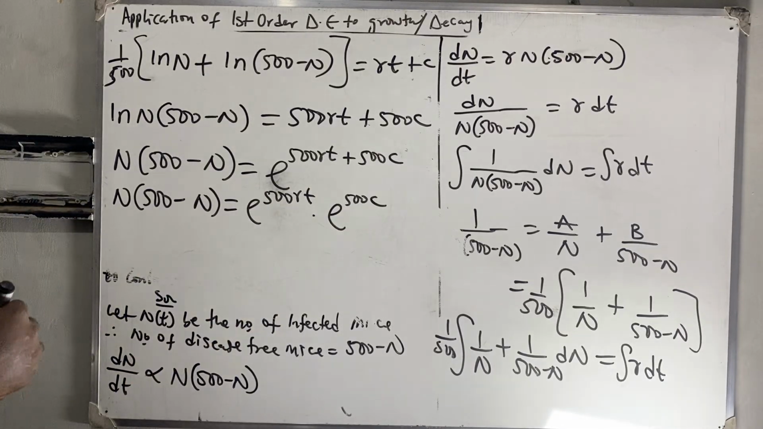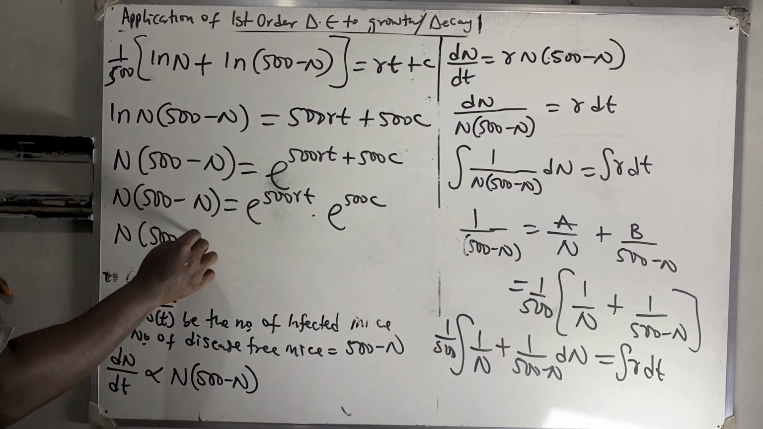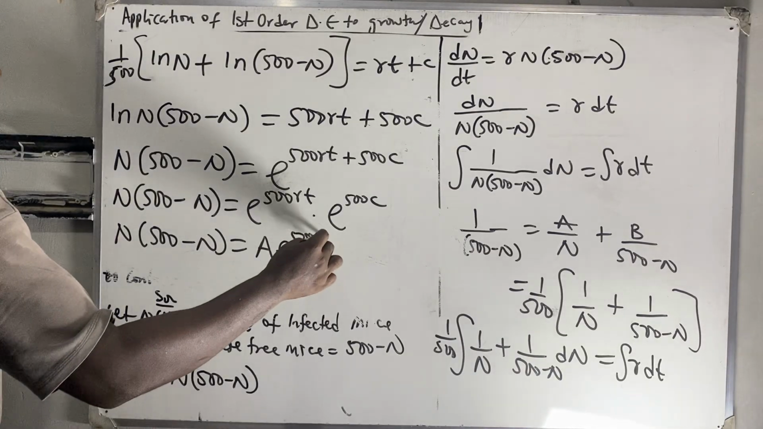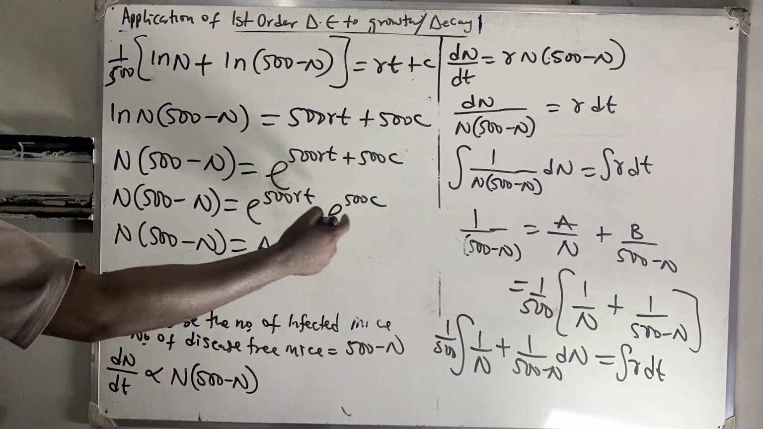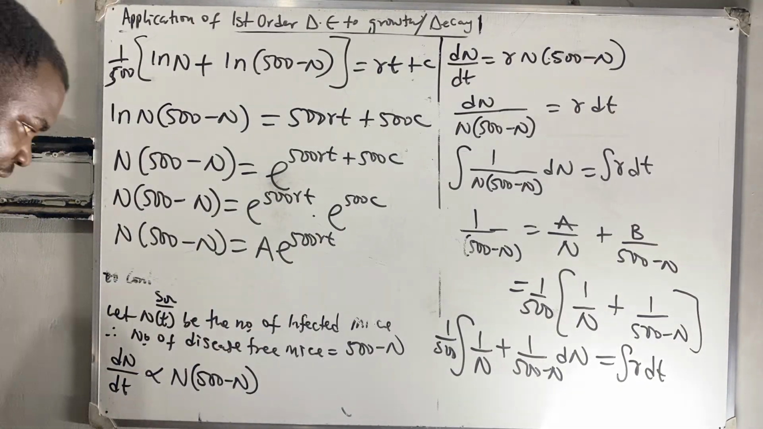The exponential of a constant is a constant. So n into 500 minus n is equal to A exponential 500rt, where A is the exponential of that constant. So that is my expression.